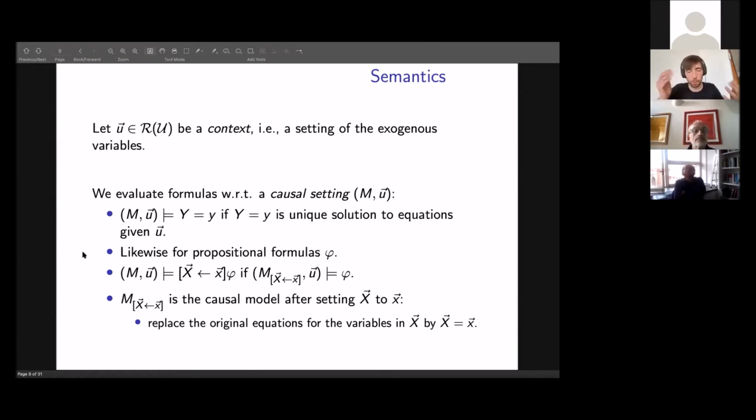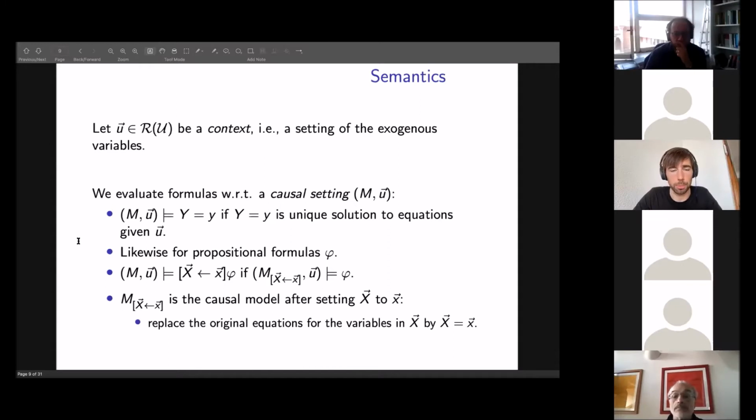Also, I'm assuming we have recursive causal models for simplicity, meaning that once you fill in the exogenous variables into the equations, the values of all the other variables simply follow. There's a unique solution. That's for simplicity. We could make it more open. We could have cyclic models, but for actual causation, usually people don't consider those.